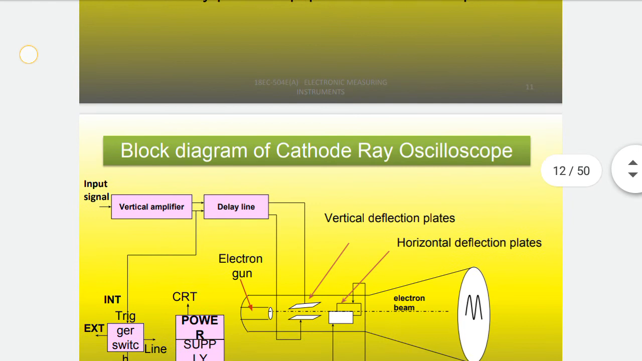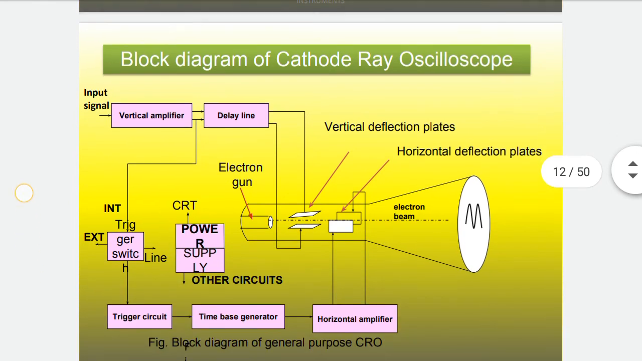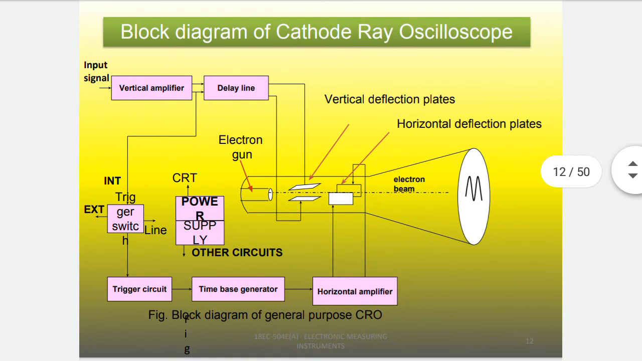Now coming to the major part, that is the block diagram of the cathode ray oscilloscope. You can see the figure. The major subsystems involved in the cathode ray oscilloscope are the vertical amplifier, delay line, trigger circuit, time base generator, horizontal amplifier, and CRT and deflection system. The deflection system is divided into two types: vertical deflection plates and horizontal deflection plates.